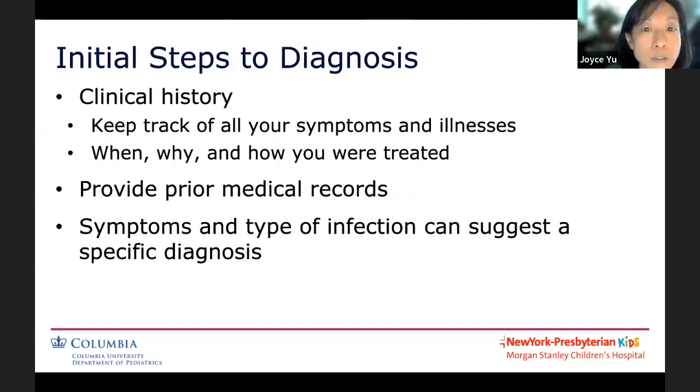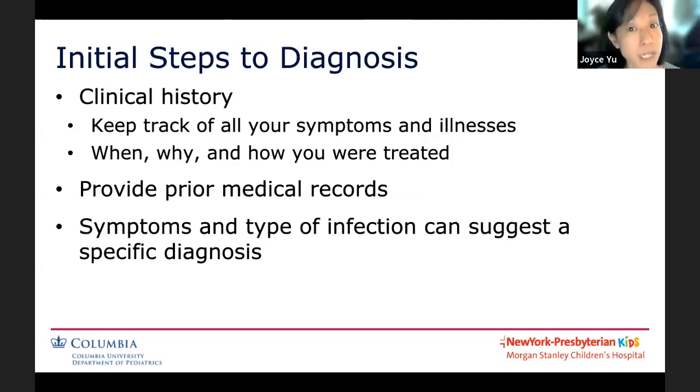So in terms of the initial steps of the diagnosis, all of this I was just telling before, in terms of the types of infections, how bad your infections were, what other symptoms you may have, all these are very helpful for us to take a clinical history. And it's probably the most important piece of data that we have for immunologists to help you determine whether you have immune deficiency. So it's very important to keep track of all your symptoms and all your illnesses, when you were treated, why you were treated, how you were treated, how you responded to the treatment. All these are very important pieces of data that we need to know.